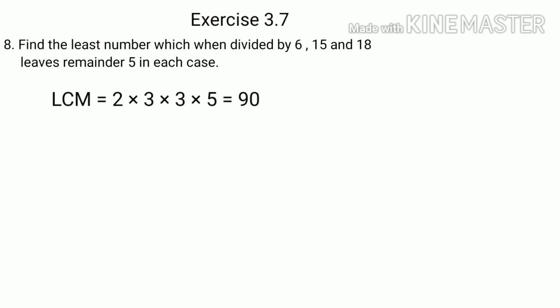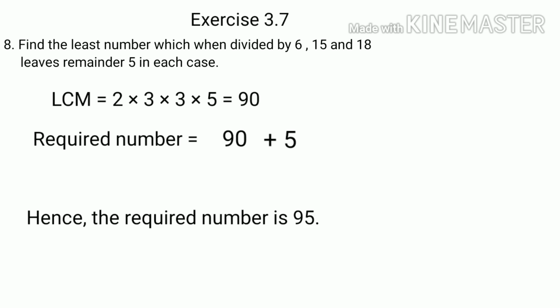That means if we divide 90 by any of these numbers, we will get no remainder. But according to the question, we need 5 as the remainder. So what we will do here is, we will find the required number by adding 5 to the LCM, that is by adding 5 and 90. Hence the required number is 95.